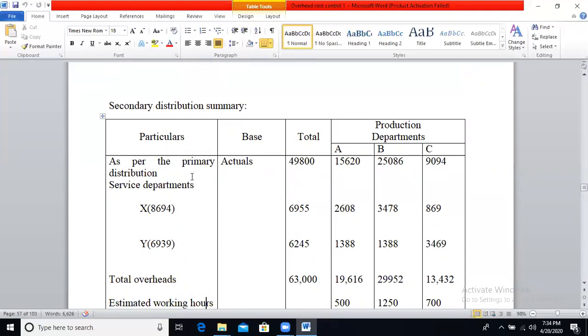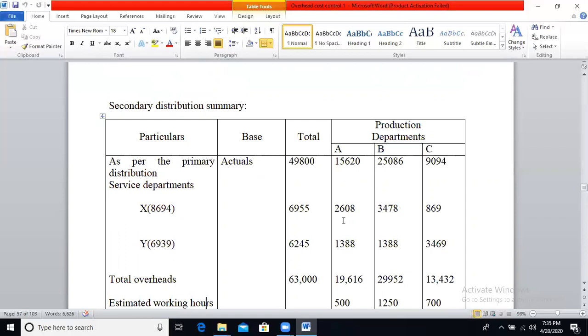First, you have to write the values mentioned in the problem as per the overhead distribution summary. For department A, it is 15,620. For department B, it is 25,086. And for department C, it is 9,094. And for the service departments, we got the value of X 8,694 and the value of Y 6,939.